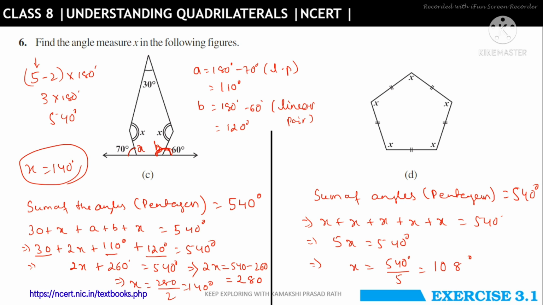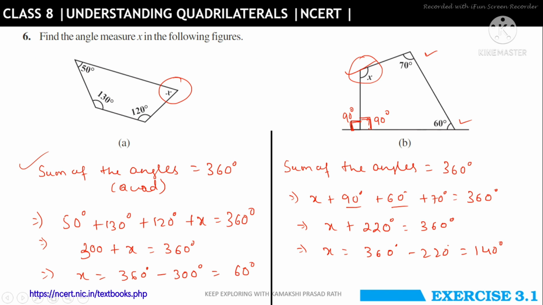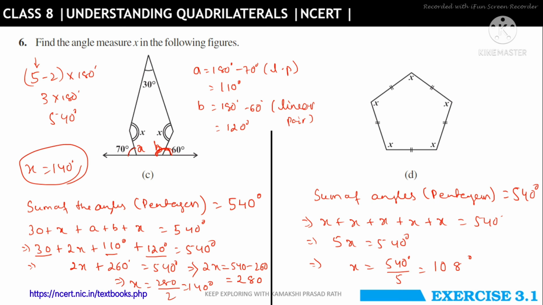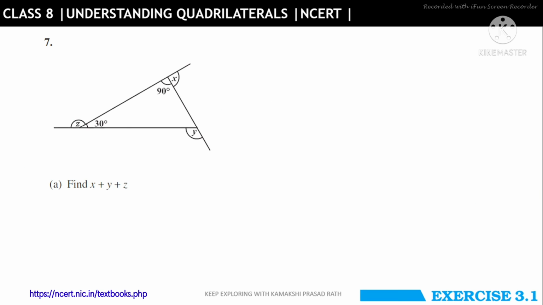So in this way we can find the measurement of the unknown angles. See here, if it is a quadrilateral and any one unknown angle is required, then the other three angles must be known. Similarly, to find any one angle, the other angles must be known in that figure. Let's see another question. It says find x plus y plus z. So let's see here how to find x, y and z.